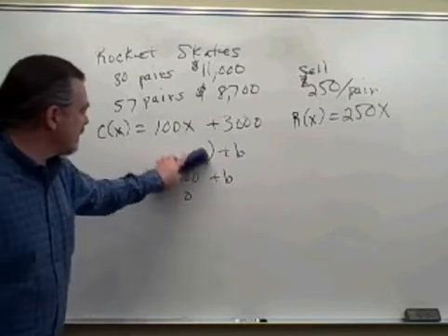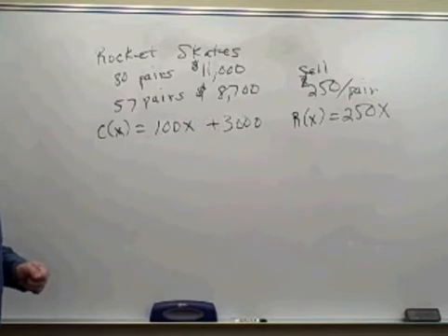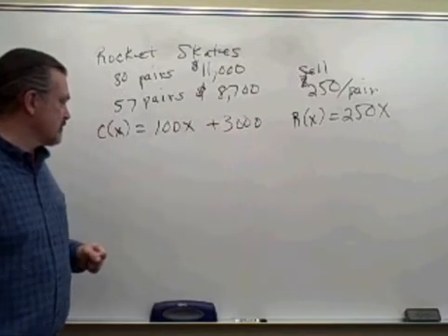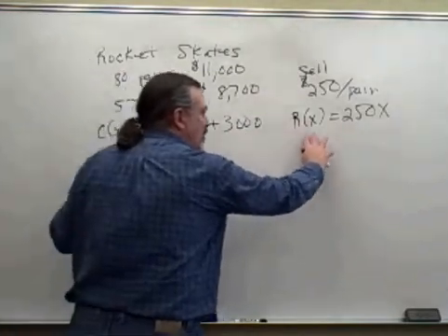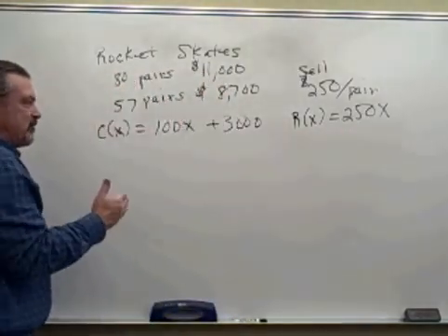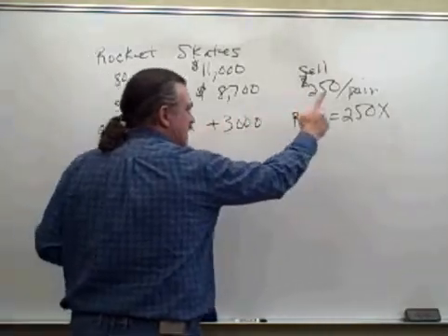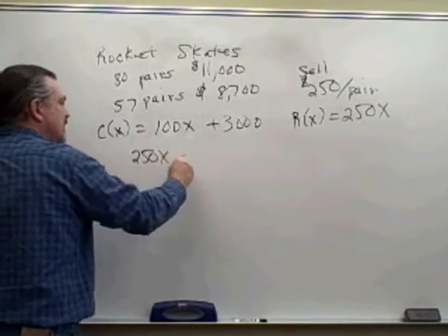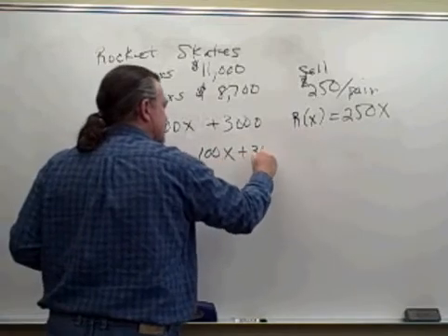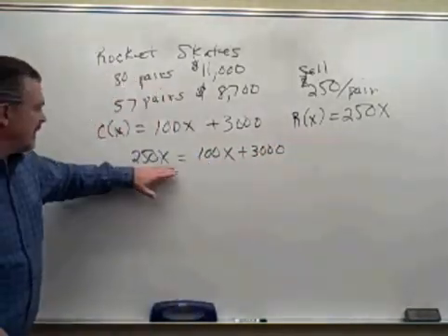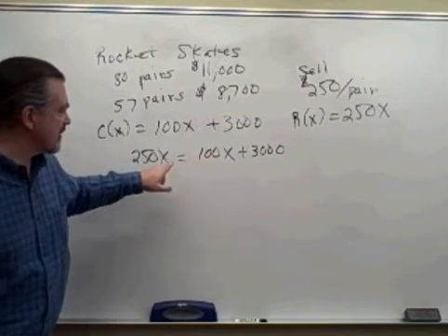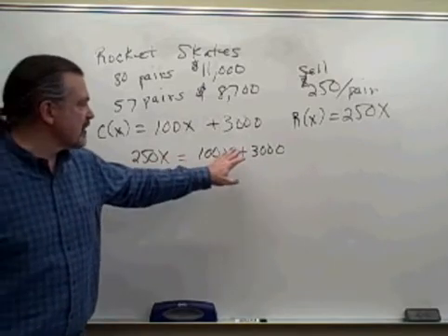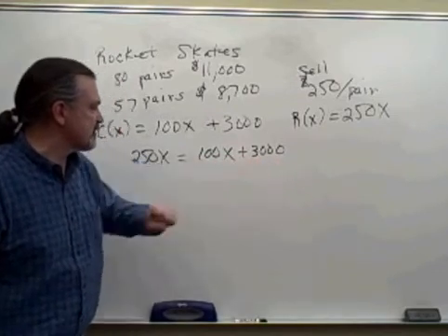So when I am making my rocket skates, they cost me $100 a pair, and I have fixed costs of $3,000. So these costs have to be offset by this revenue. And I want to figure out how many pairs do I have to make and sell so that the revenue, 250x, equals the cost, 100x plus 3,000. I have to find the right number of rocket skates to make so that the revenue, $250 times every pair, covers the cost, $100 times every pair plus $3,000 fixed costs.